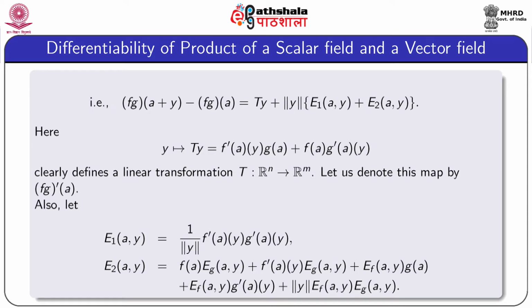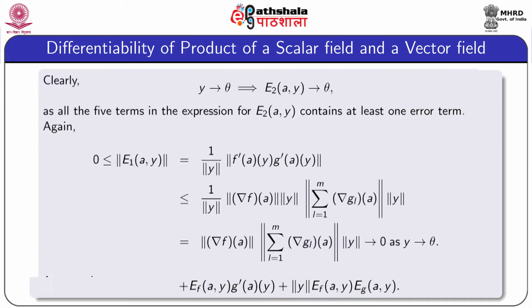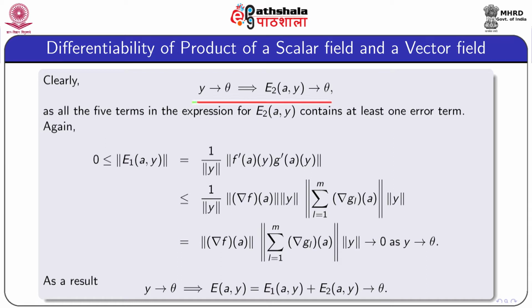Now, E_1(a,y) equals 1 by norm y times f'(a)y g'(a)y, and E_2(a,y) we define by f(a) E_g(a,y) plus f'(a)y E_g(a,y) plus E_f(a,y) g(a) plus E_f(a,y) g'(a)y plus norm y E_f(a,y) E_g(a,y). Clearly, as y tends to the 0 vector, E_2(a,y) also tends to the 0 vector, as all the 5 terms in the expression for E_2(a,y) contain at least one error term.